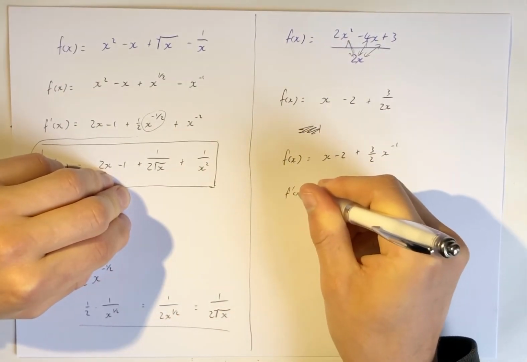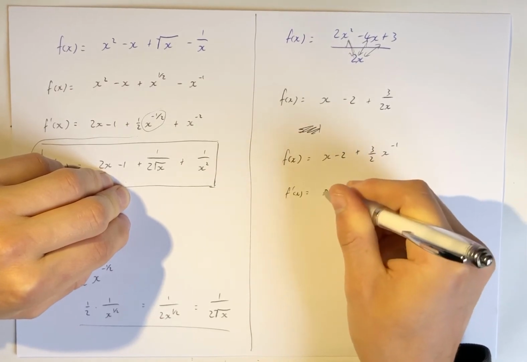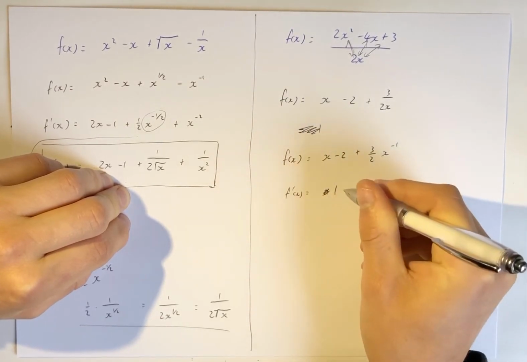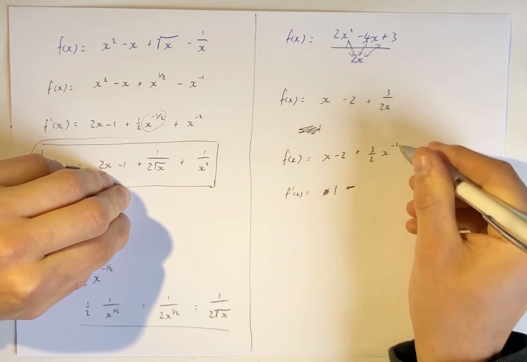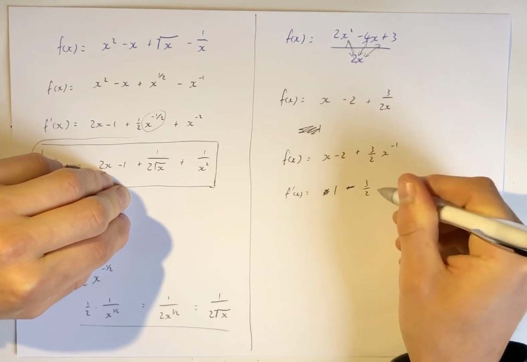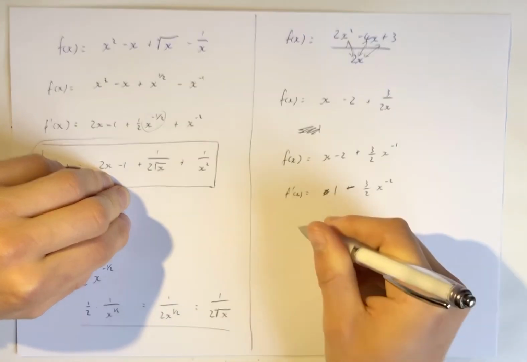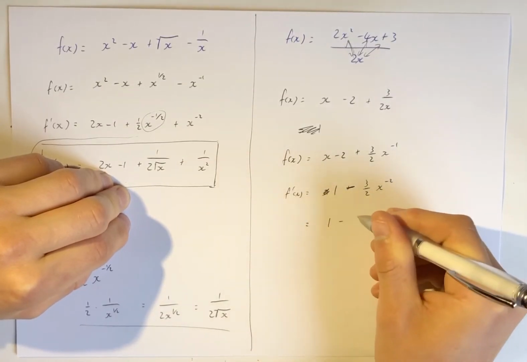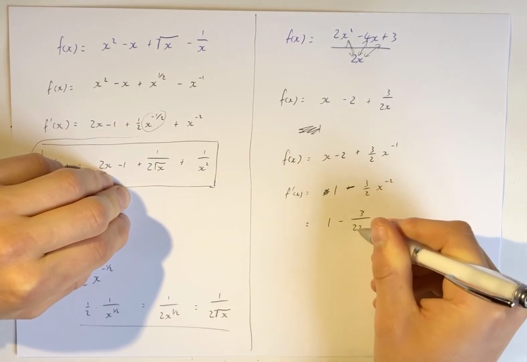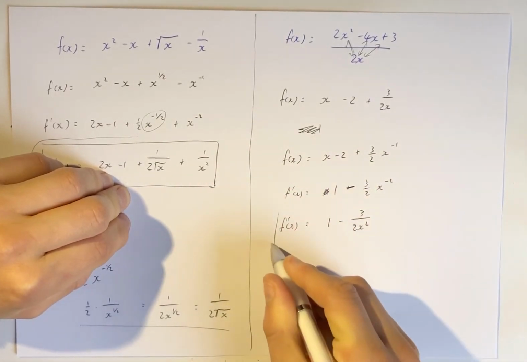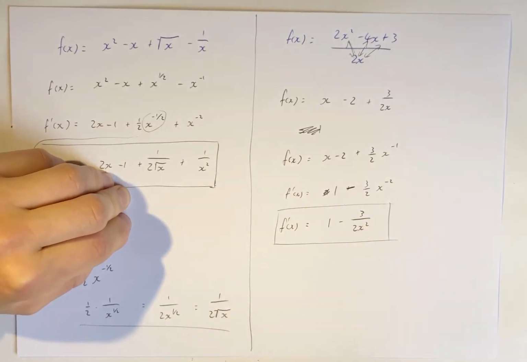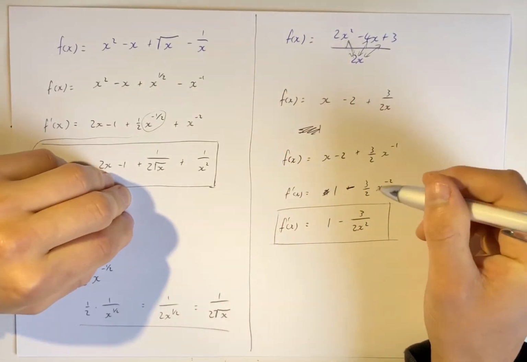So f prime of x is 1, take away 0, plus, or minus, sorry, -1 times this, reduce the power. So this is going to be 1, take away 3 over 2x squared. And there you have the derivative. So that one wasn't that very smooth, was it?